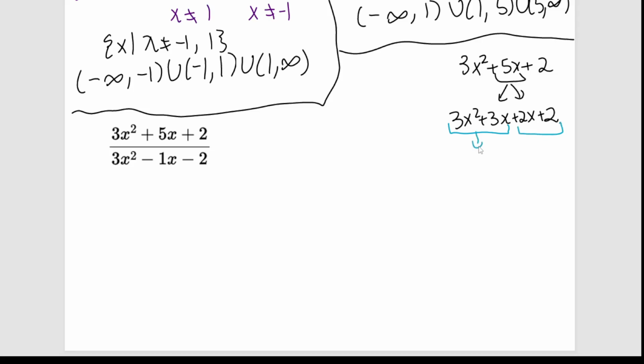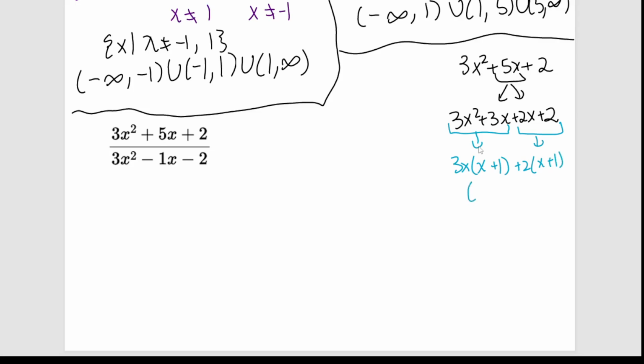The greatest common factor of 3x squared and 3x is 3x. 3x squared divided by 3x gives us x. 3x divided by 3x gives us 1. The greatest common factor between 2x and 2 is 2. 2x divided by 2 is x. 2 divided by 2 is 1.